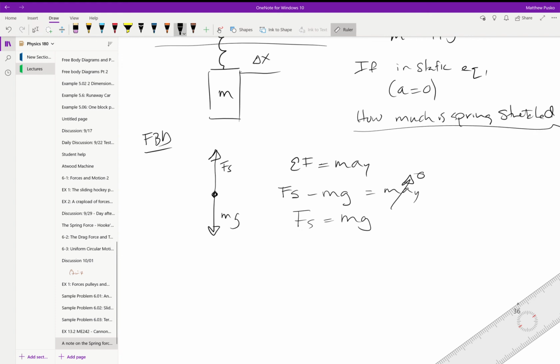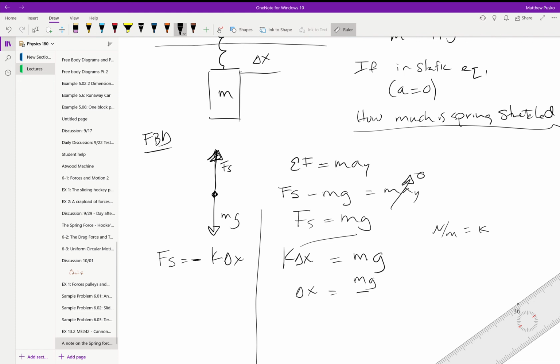Now, how much is the spring stretched? Well, our definition for the spring force often has a minus sign in front of it. I recommend getting your sign directly from your free body diagram. So in this case, I have a positive k delta x equals mg. Now we know m, we know g. I gave the spring constant k, that's in newtons per meter. And we can figure out delta x, or the spring stretch. In this case, it would be mg over k.